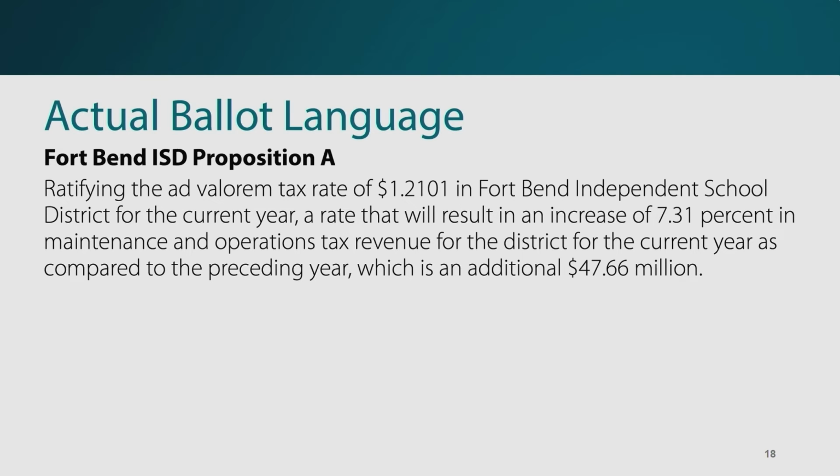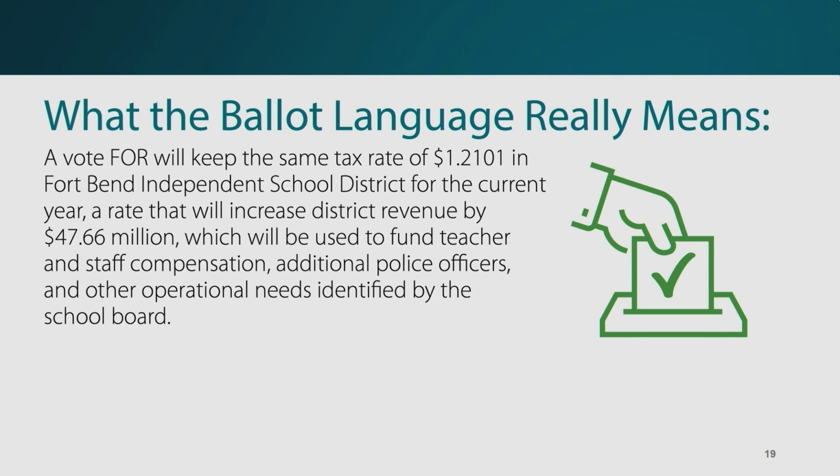It is not an increase, it is to sustain, but they are requiring us to put those words. And it would be in the maintenance and operations section, which is correct, and for the current year, and it would add $47.66 million. Now, if we could write the ballot language where we think it makes sense to average readers, we would say a vote for will keep the same tax rate of $1.21 in FBISD for the current year, a rate that will increase revenue by $47.66 million, and we will use it to fund teacher and staff compensation, additional police officers, and other operational needs identified by the school board. And we know some of that is under special ed. We know some of that is to offset insurance. I mean, we have a plethora of things that we would use it for. That's what we wish we could say, Sherry, but we can't.